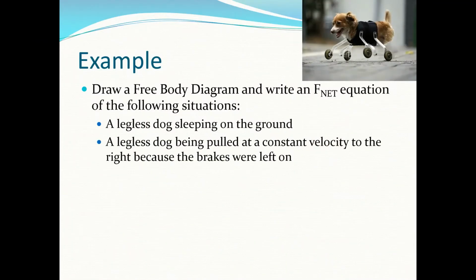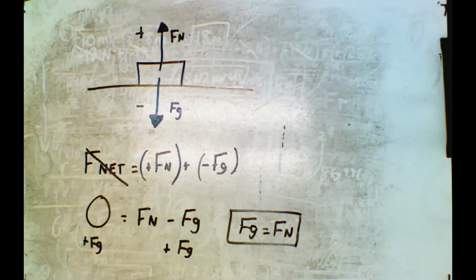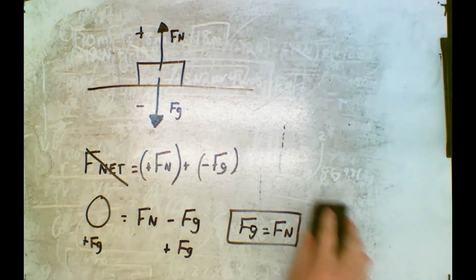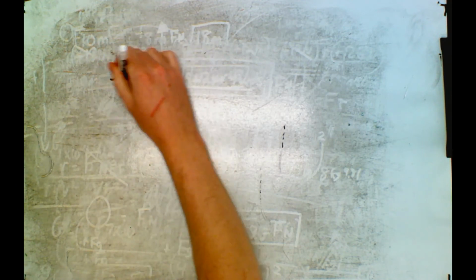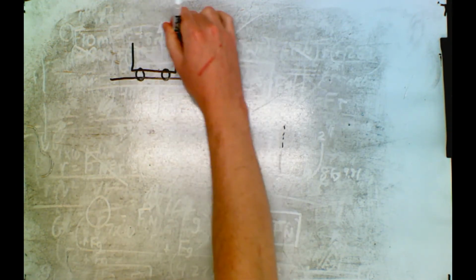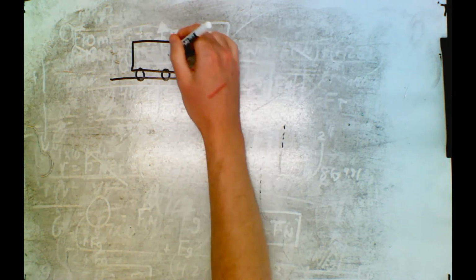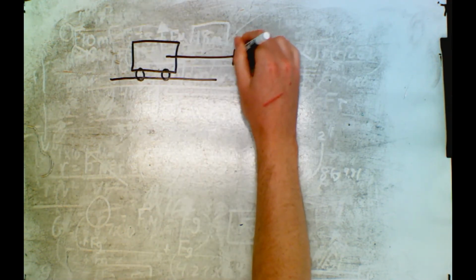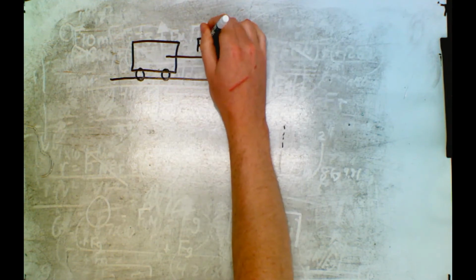So here's our next situation. A legless dog is being pulled at a constant velocity to the right because the brakes were left on. Cool. So let's do that one. So I'm going to draw wheels on my dog because we're moving now. So the dog is moving to the right, so most likely I have a force applied to the right.